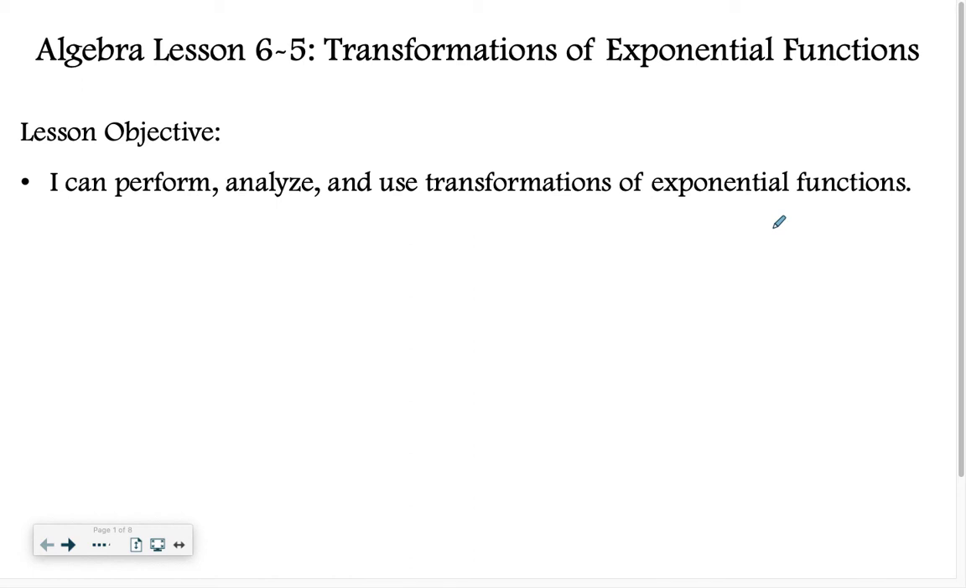Hello class, welcome to Algebra Lesson 6.5, which is all about transformations of exponential functions. By the end of this lesson, you should be able to perform, analyze, and use transformations of exponential functions.